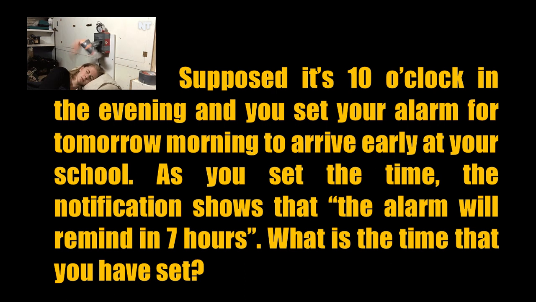If you have set the alarm at exactly 10 o'clock in the evening and the notification shows that it will remind you in 7 hours, basically the time that you have set in the alarm is 7 hours after 10 p.m. So by counting the 7 hours after 10 p.m., the alarm will remind at exactly 5 a.m. Okay, we got the answer by just simply counting that 7 hours after 10 p.m.